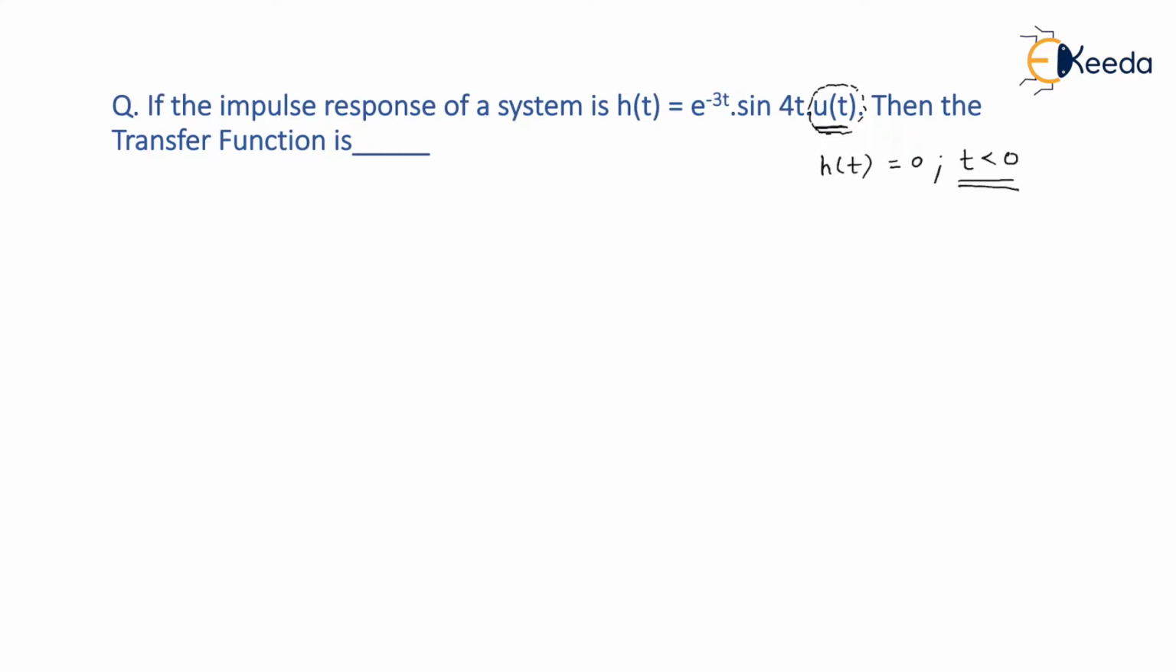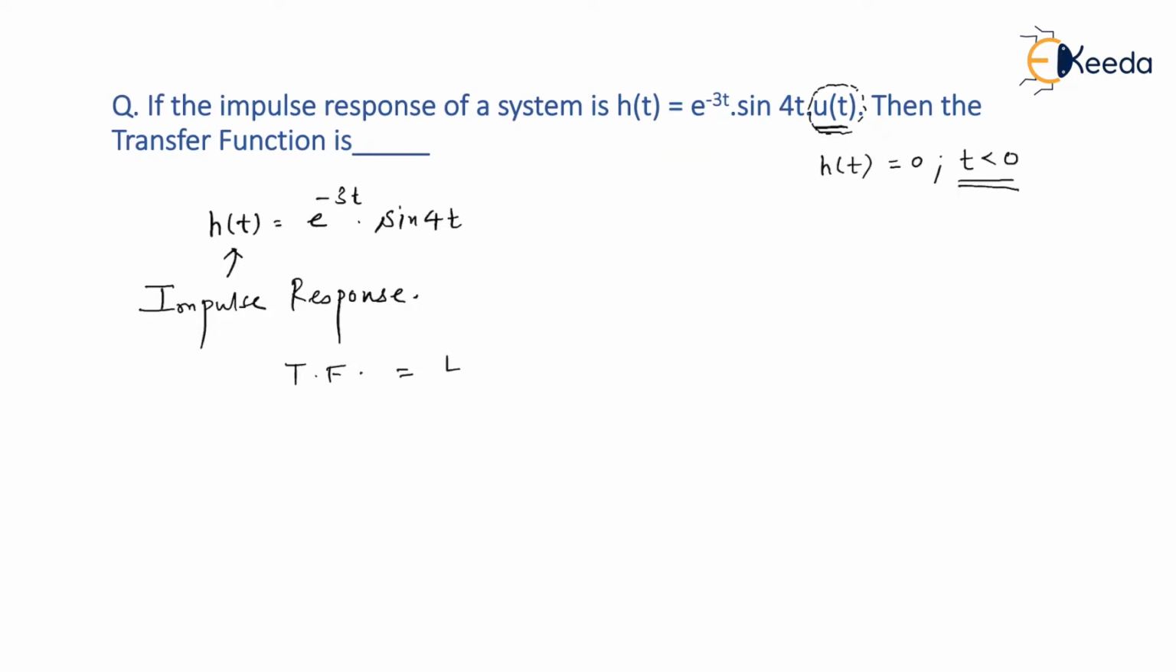So let us take h(t) equal to e to the power minus 3t times sine of 4t. I'm not taking u(t) because we believe that h(t) is always 0 for t less than 0. And thereafter, let us see what the transfer function is. We know that this h(t) is nothing but an impulse response, and we have studied that transfer function is always the Laplace transform of impulse response.